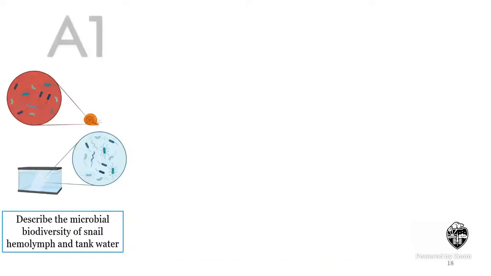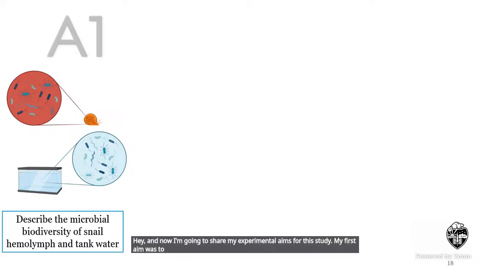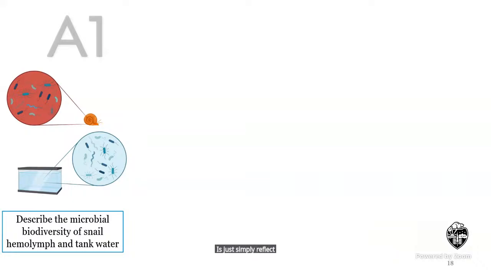Great, and now I'm going to share my experimental aims for this study. My first aim was to just describe the microbial biodiversity of the snail hemolymph tissue and of the tank water microbiome. So I wanted to see if the snail microbiome is simply reflective of its tank water microbiome or if it passively acquires it.